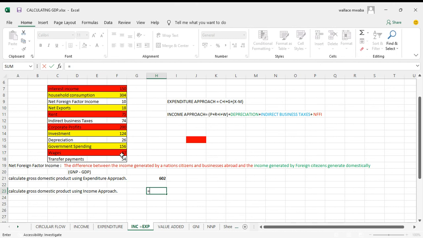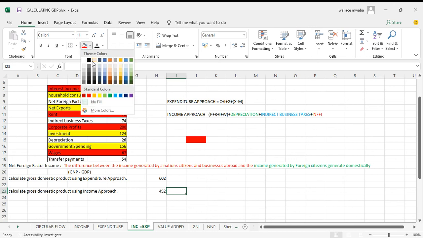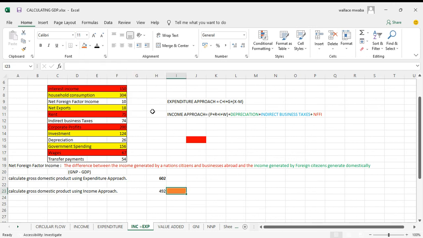It would be wages plus profit plus rent plus interest. So we get 492, which is not yet equal to GDP using the expenditure approach. So now we're going to include our adjustments, and our adjustments are, I'll highlight them in orange.